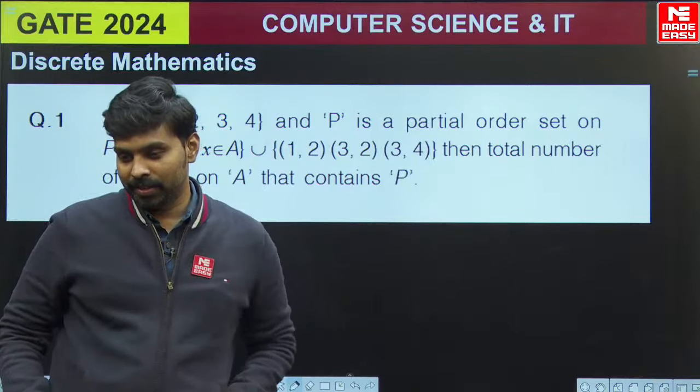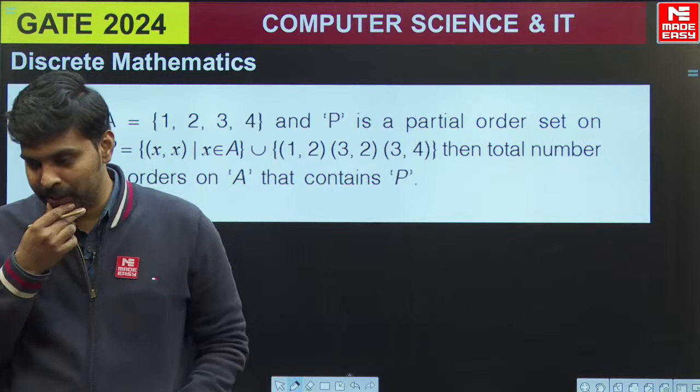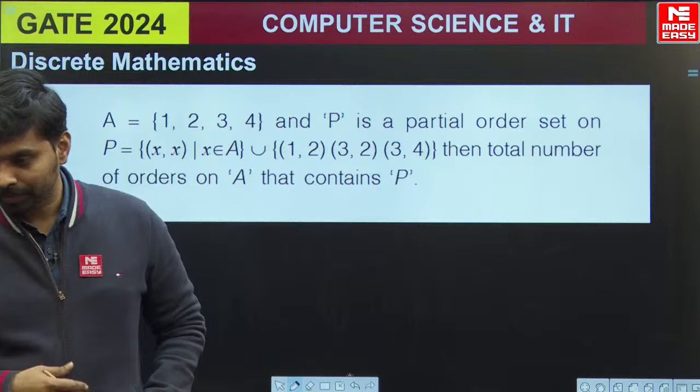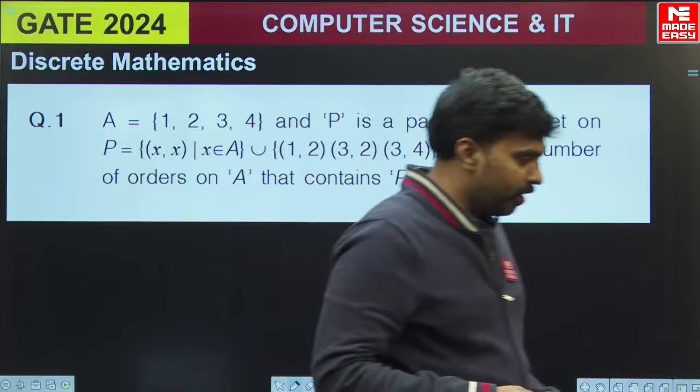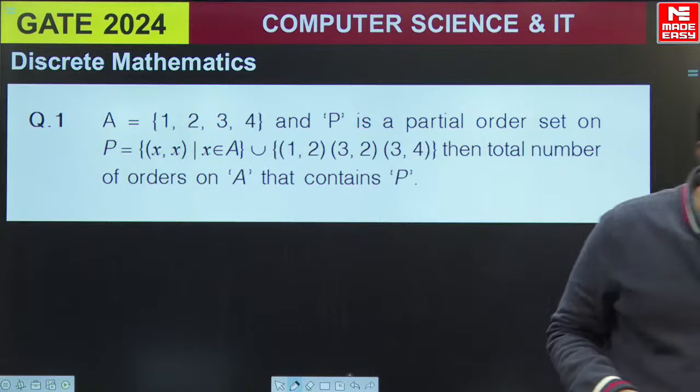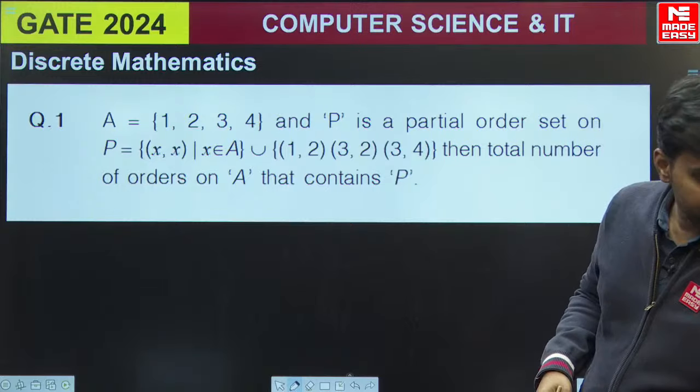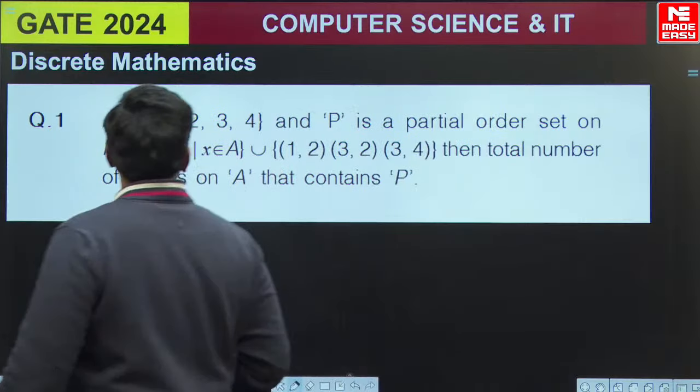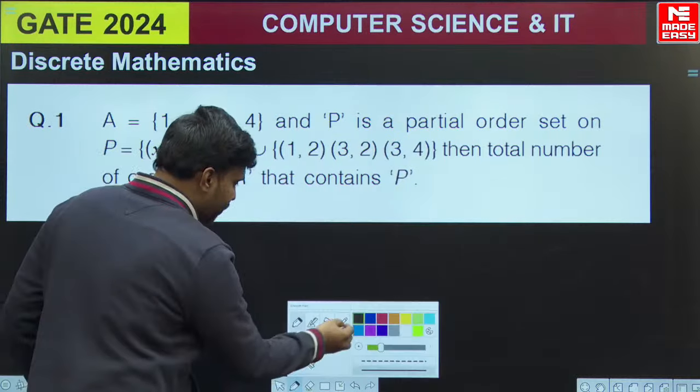Hello dear students, so let's do the discrete mathematics questions. I hope everyone wrote the exam very well, and now we are going to see some of the discrete mathematics questions which are memory based.